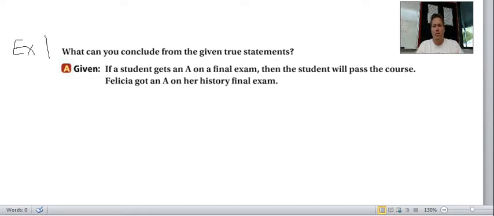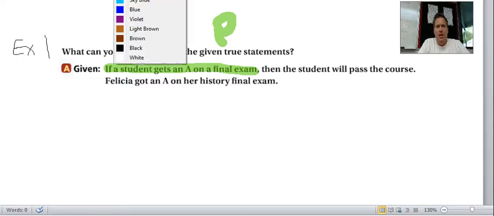So example number one. Make sure that you have example number one, and let's write down this question. What can you conclude from the given true statement? It tells us it's a true statement to start with. It says, if a student gets an A on the final exam, then the student will pass the course. So we have right here, this is our hypothesis statement, so we can label this as P right there. And then I'll switch colors.